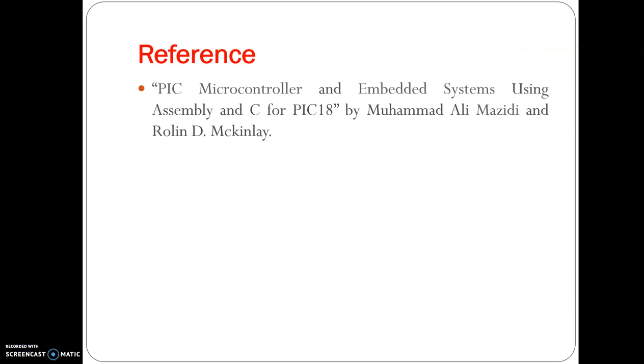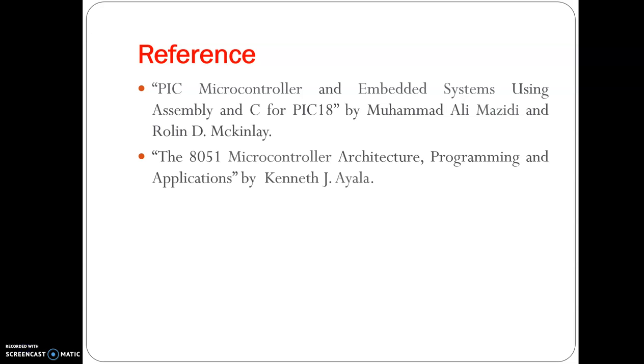References. For this segment of the video, I have referred to the first book, PIC Microcontroller and Embedded Systems Using Assembly and C for PIC18 by Mazidi and Rolin, and the second book, The 8051 Microcontroller: Architecture, Programming and Applications by Kenneth Ayala.